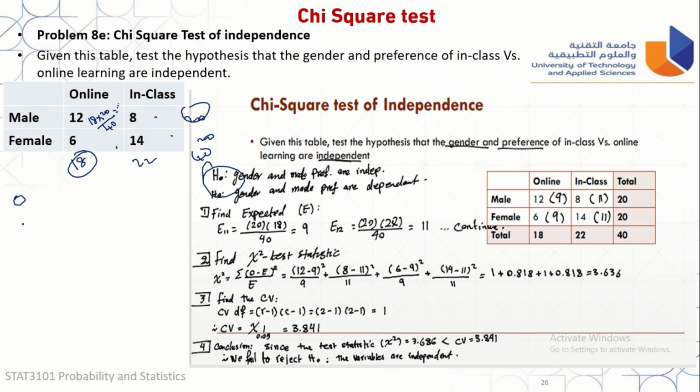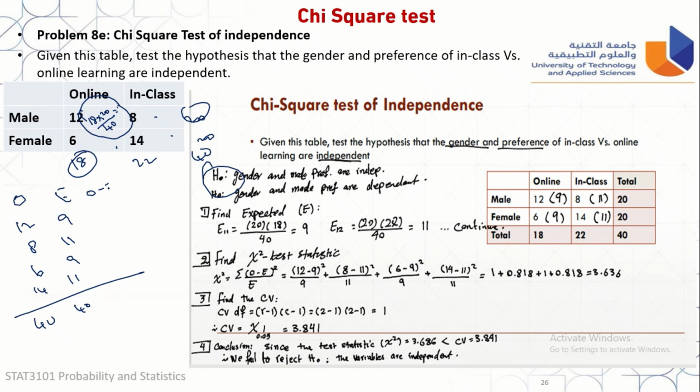You are getting O. What is it? O is 12, 8, 6, 14. What is E? The E you already have calculated. What is that? The first one is 9. I have done this calculation, right? First one is 9. What is the second one? For example, 11. What is the third one? For example, 9. What is the next one? For example, 11. Okay. The total should be same. What is the total? 40 and 40. The total should be same.